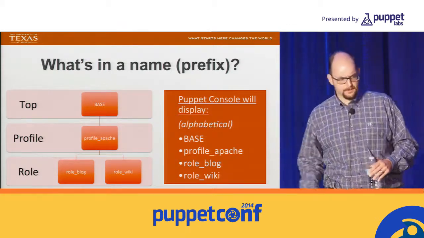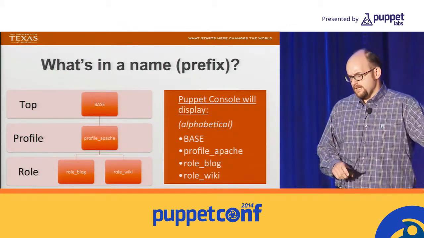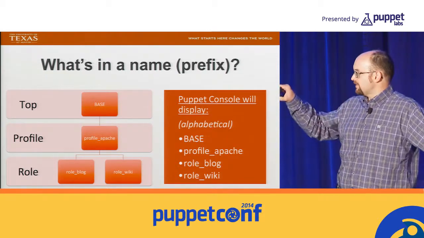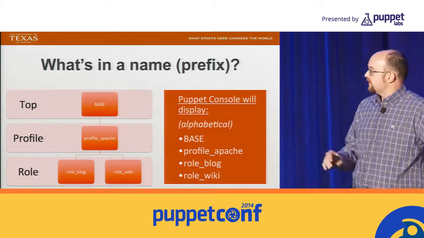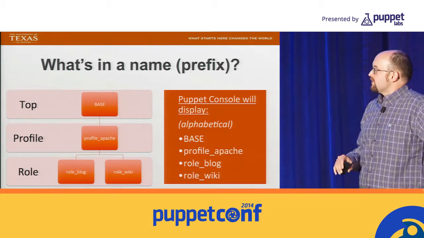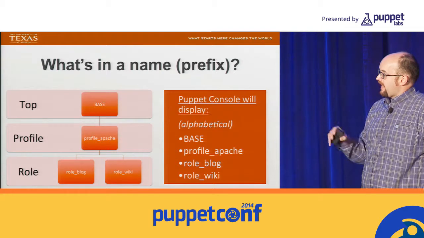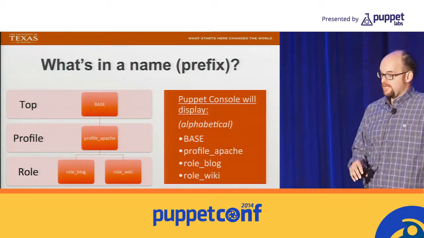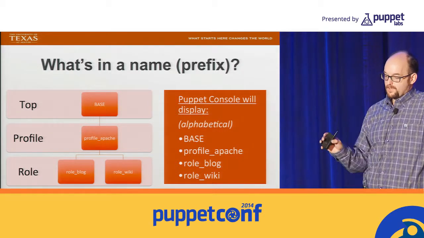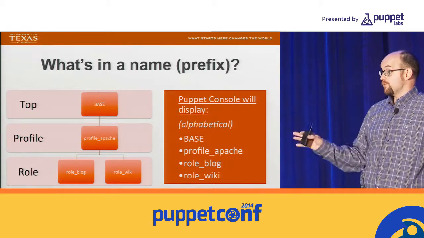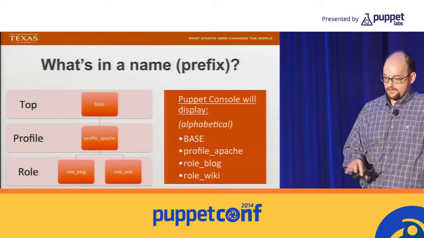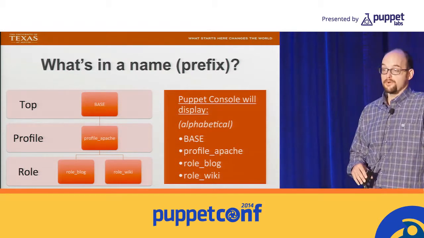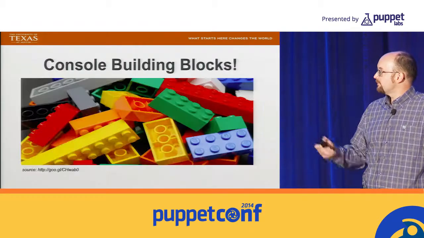Just a quick thing about the naming scheme: you notice that the names are prefixed with the layer that they're at. The reason for that is that the Puppet console will display an alphabetical list of the node objects if you look at a list. So it's really handy to get a feel for what that node group is. Given the base, Apache, and blogs, you can clearly see where they're coming from. Just kind of a bonus.